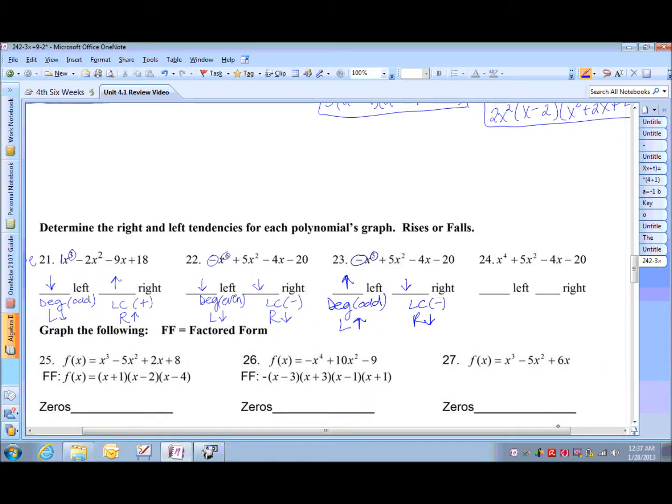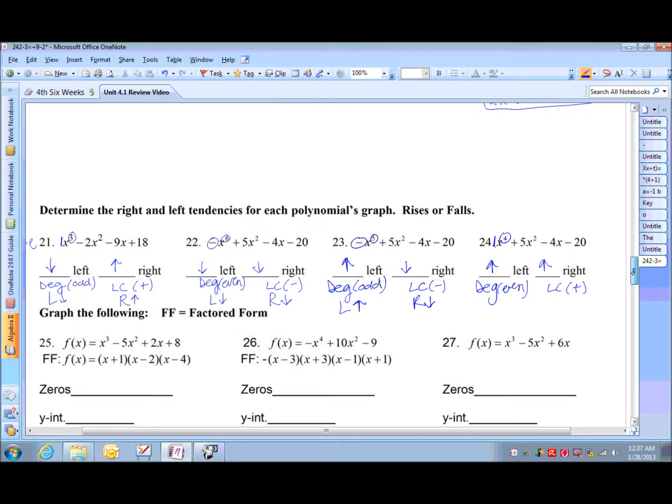Okay, moving on to 24. For the right tendency, we look at the leading coefficient, which is 1. The leading coefficient is positive, so the right is going to rise. The degree is even, it's 4, so it's going to have the same tendency as the right, so the left is also going to rise.